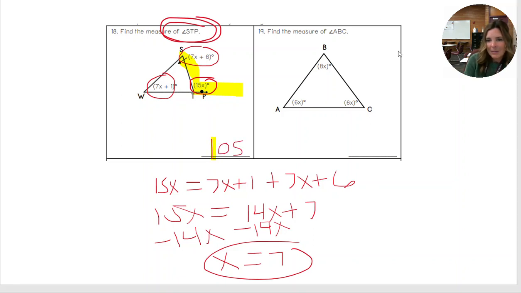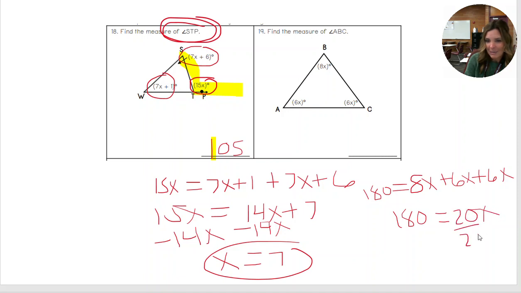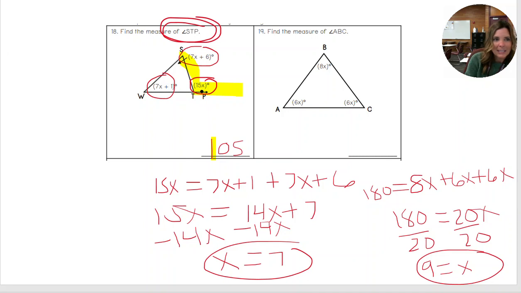Okay, find the measure of ABC. So we have to do 8x plus 6x plus 6x, and all three of those add together to equal 180. So that is 180 equals 20x. Divide by 20 on both sides, and we get 9. Find the measure of ABC. So remember, we start at the A, B, C. So that is going to be this angle right here. This is ABC. So 8 times 9 is 72.